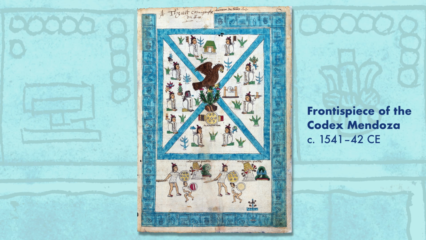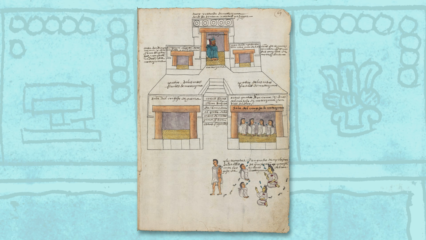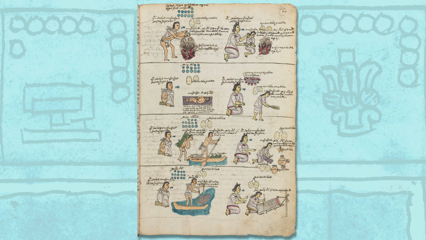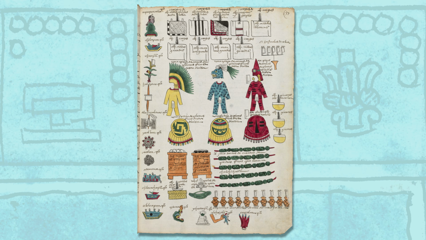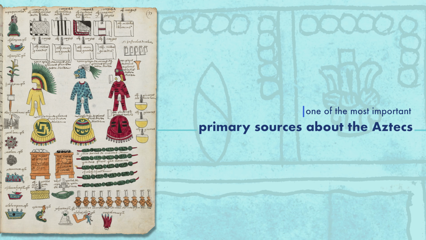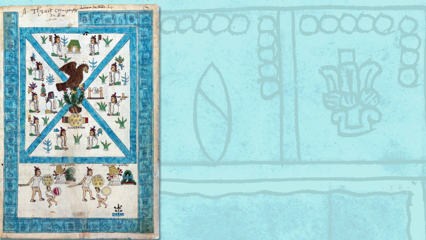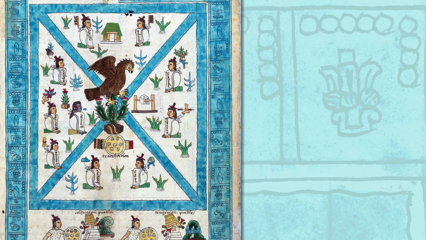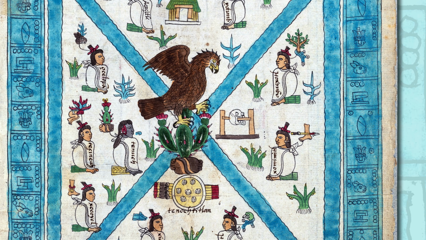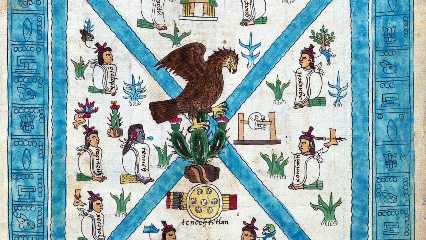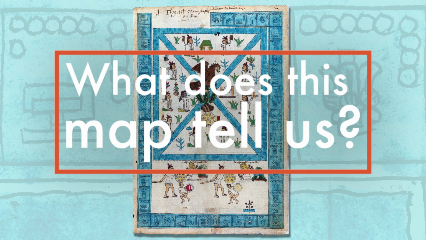This image is the frontispiece, or first image, in an important codex called the Codex Mendoza. The codex contains a wealth of information about the Aztecs and their empire, making it one of the most important primary sources for understanding the Aztecs. This image provides useful information about the organization and foundation of Tenochtitlan that we can compare to other information we have about the capital city and its foundation. So what does this map tell us?